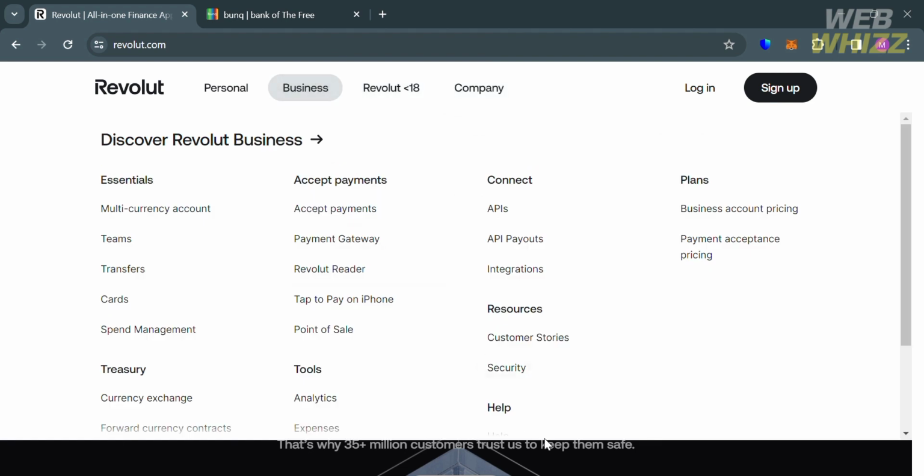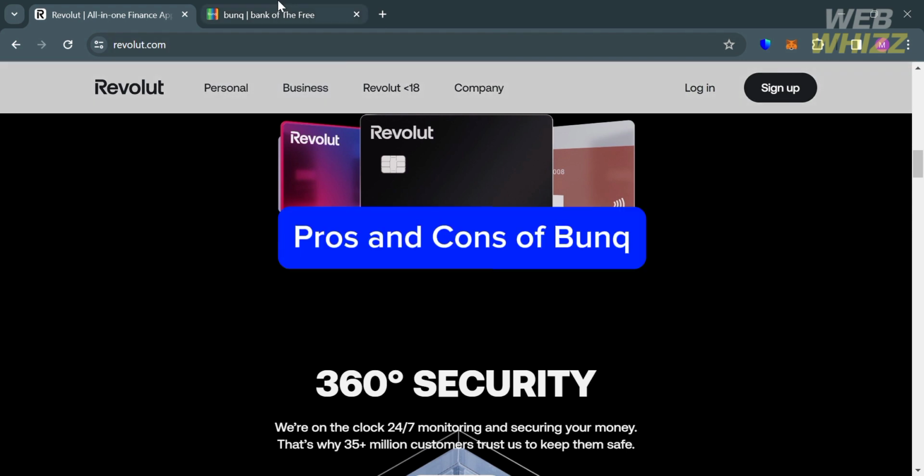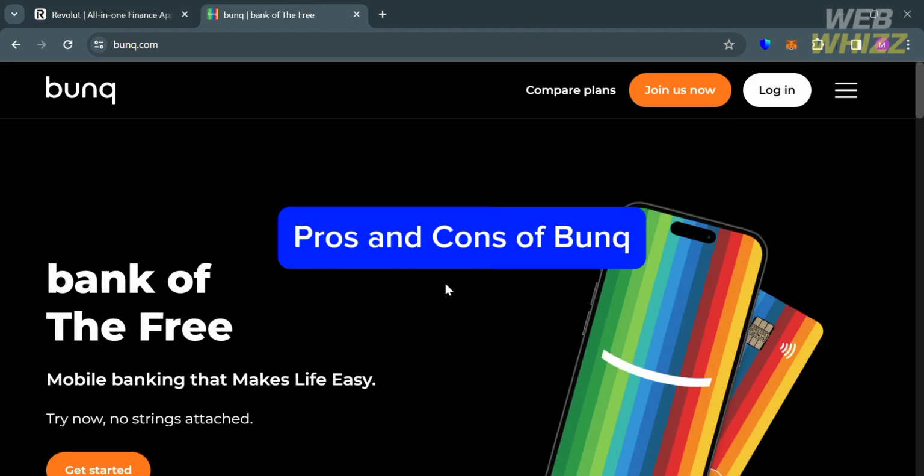However, the cons of using Revolut, or the disadvantages of it, is that one thing to note is that Revolut does not possess a banking license, which means it does not fall under the deposit guarantee scheme. And additionally, depending on the plan you choose, there may be fees for ATM withdrawals beyond the limit. Furthermore, Revolut does not provide savings accounts or sustainable investment options. And now moving on to the pros and cons of using Bunq.